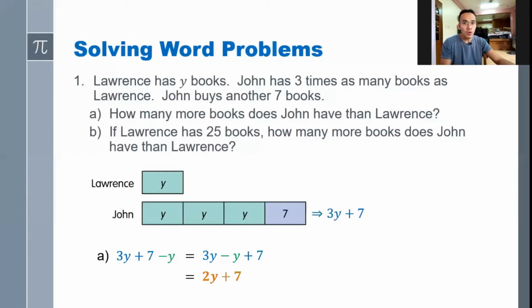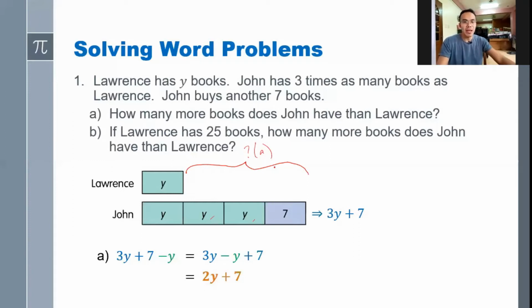You can also get that answer right away from the model. The question in letter A, how many more books does John have than Lawrence? You're actually looking for this value. This is the question mark, and this is the one we're looking for in letter A. Okay, so it's very easy to use the model to answer letter A. So John has 2y plus 7 more books than Lawrence.